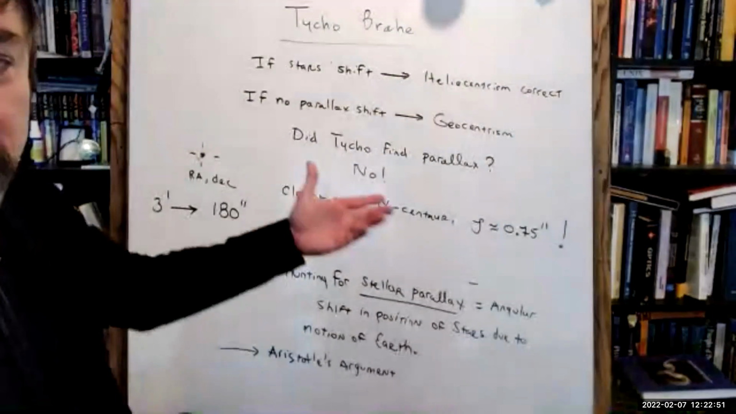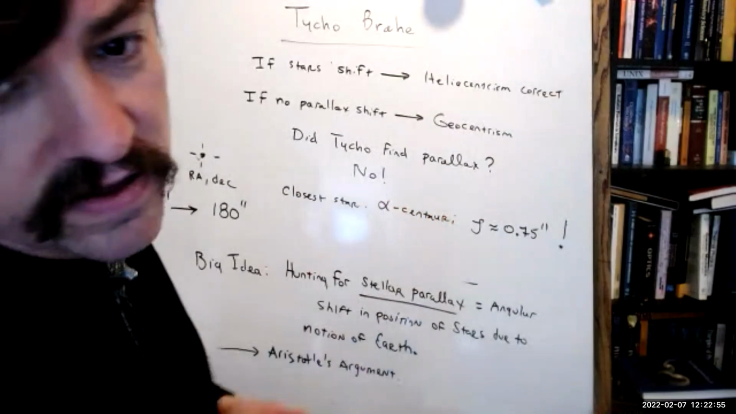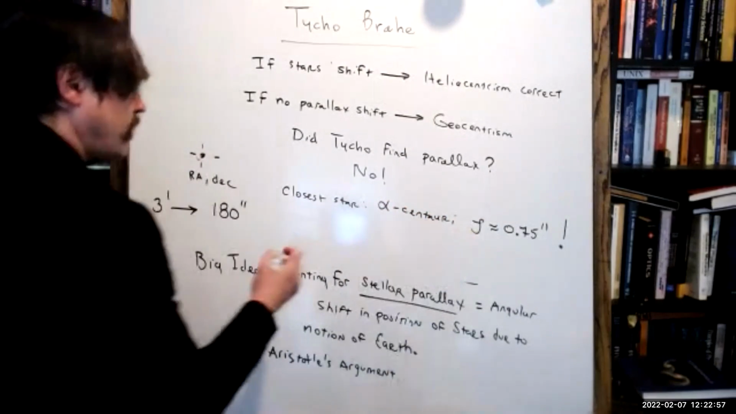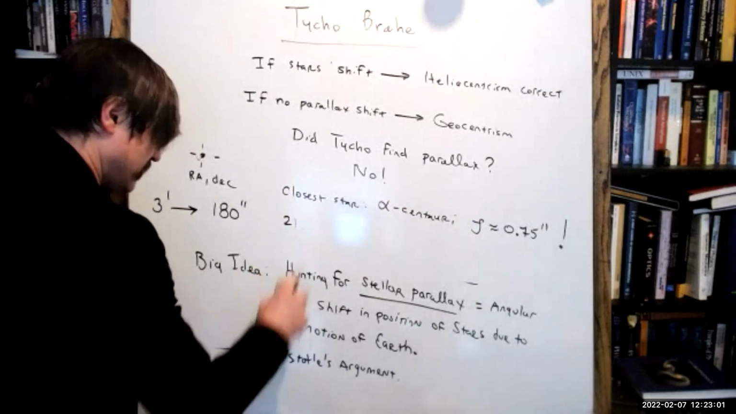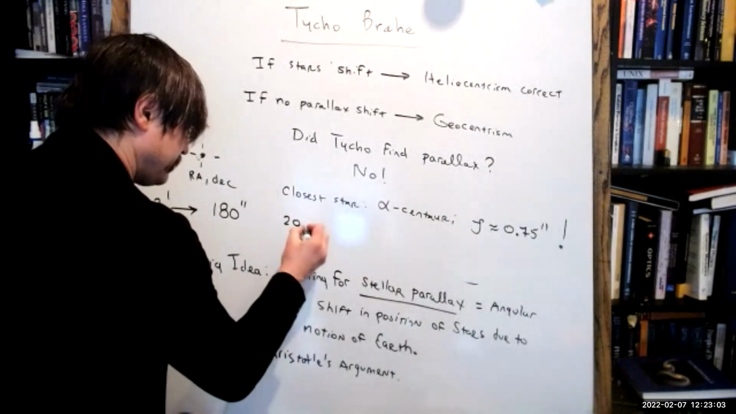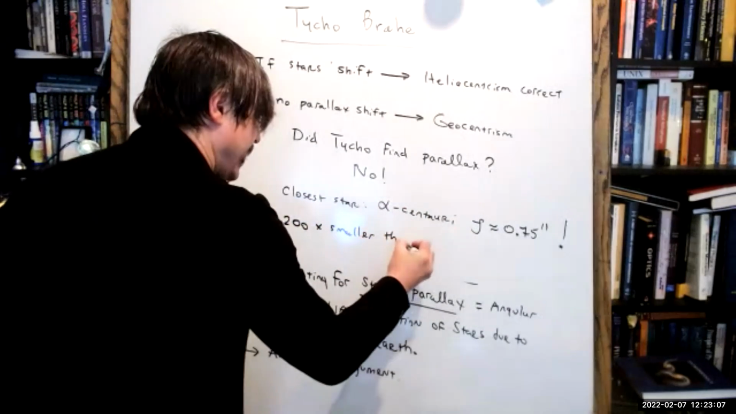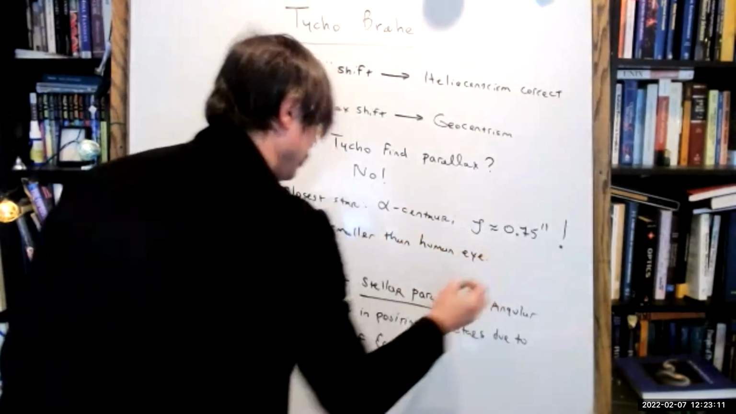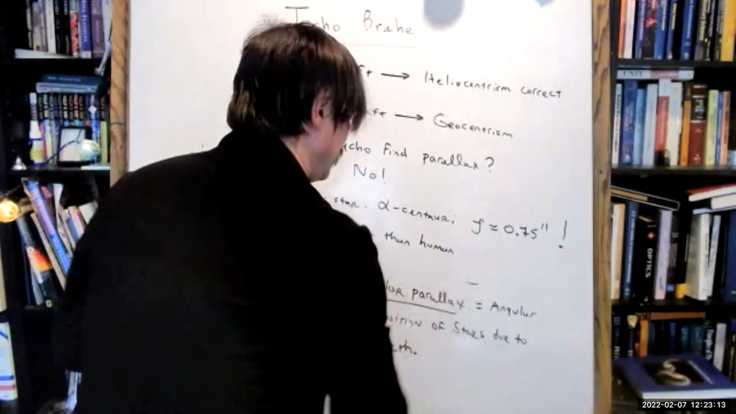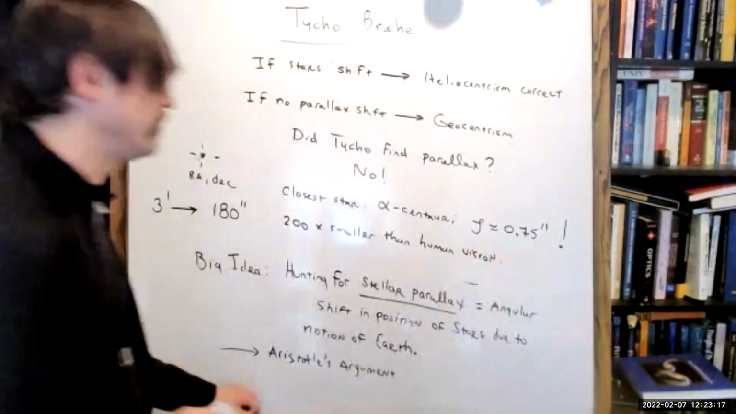Okay, he did not find parallax because he didn't stand a chance. So the largest parallax was 200 times smaller than what you could observe with the human eye. All right, wait, I don't want to say it like that. The resolution of human vision, something like that.